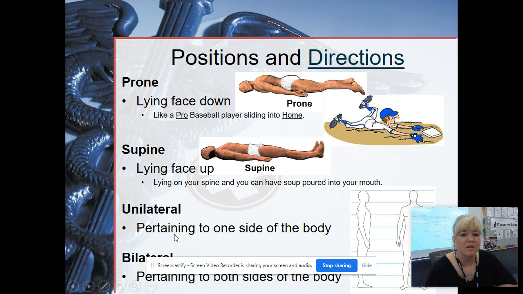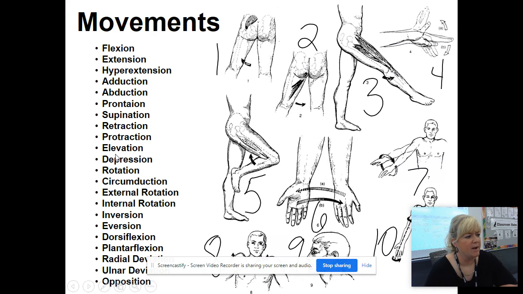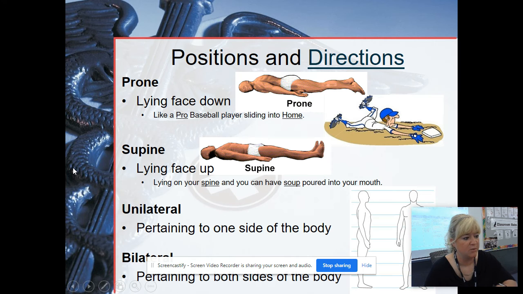Unilateral means one side of the body. So unilateral meaning like you have an injury on your right knee. So unilateral, it's one side. Or bilateral meaning you come in and both knees are bothering you. So bilateral pain. So 2 different sides. Okay, I think that's all we got. Yeah, then we get into movements. We're not going to go that far.